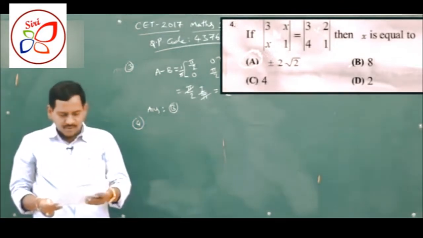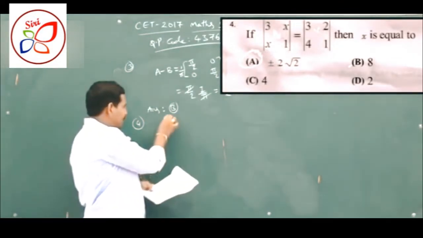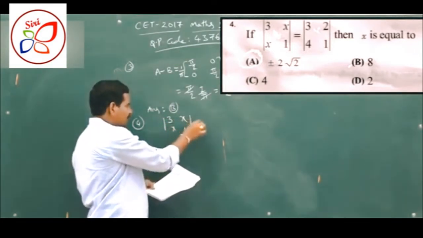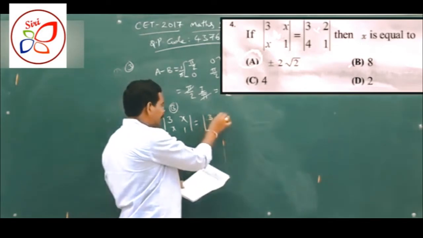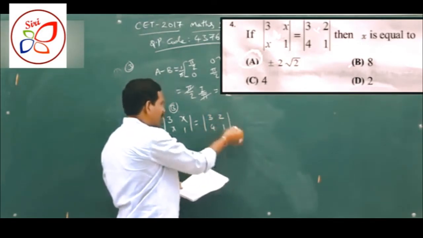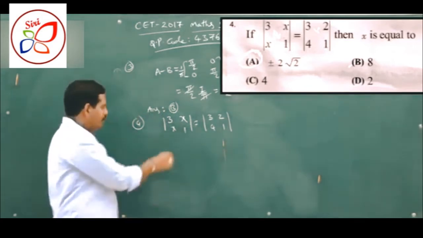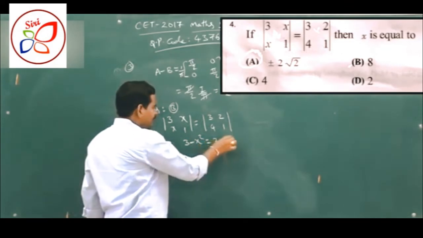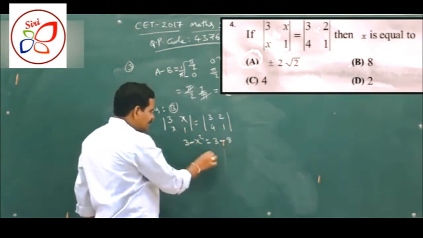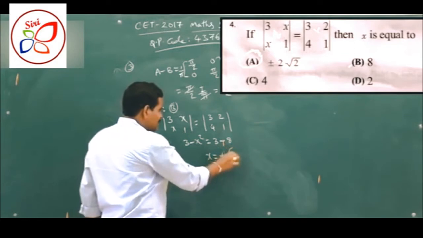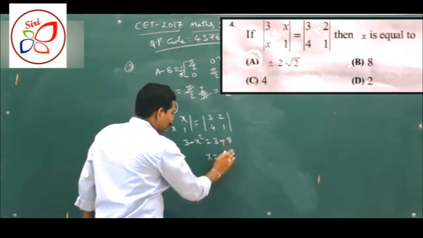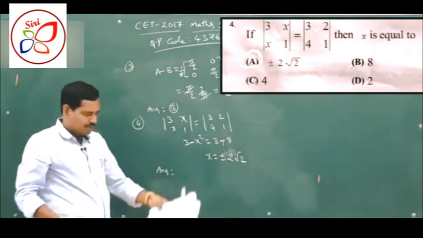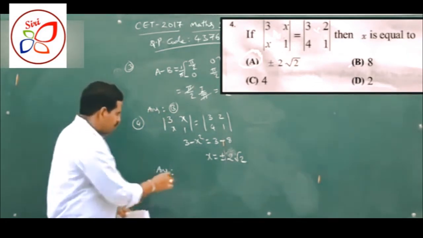Fourth question. Determinants are equated. Determinant of 3, x, x, 1 is equal to determinant of 3, 2, 4, 1. What are values of x? Its value AD minus BC, 3 minus x square is equal to 3 minus 8. 3 gets cancelled, x square value 8 means x is plus or minus 2 root 2. So for this question, option is first option A.